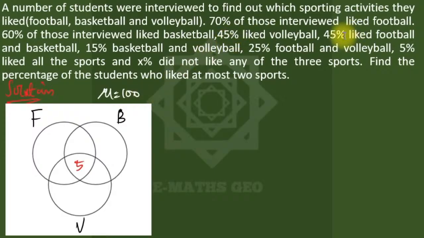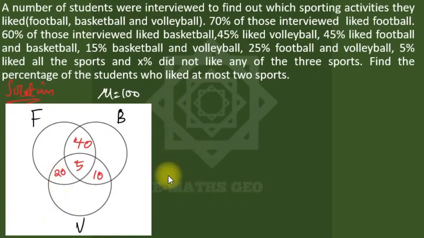Now let's fill up 2. They said 45 liked football and basketball. Football and basketball 45, meaning this should be 40, so that 40 plus 5 will give us 45. Basketball and volleyball 15, so here should be 10. And 25 football and volleyball, so this should be 20 to make it 25.